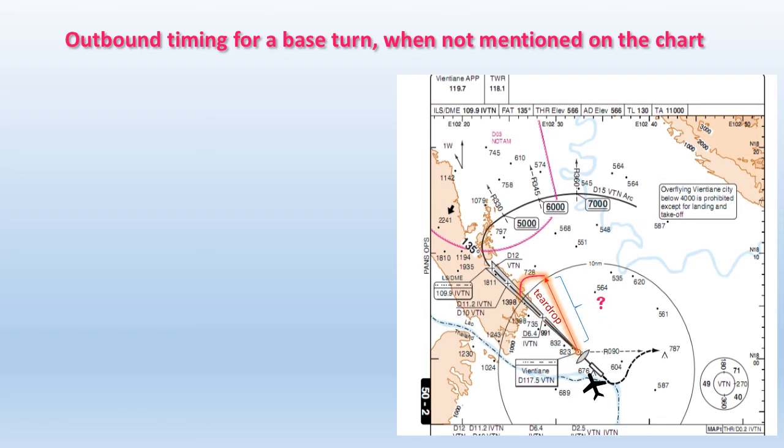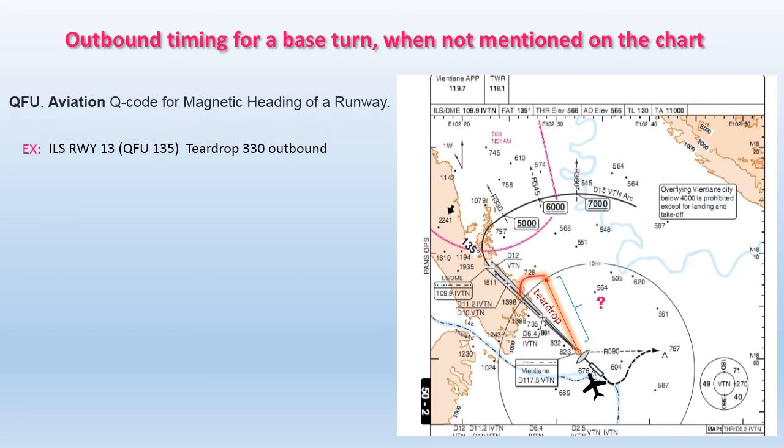When the aircraft would like to make a base turn, about how many minutes will they go on this heading or this track and make a base turn to follow the ILS 3 degrees? Follow the example: ILS runway 13, QFU equals 135, base turn outbound 330. So what is QFU? In aviation, Q code for the magnetic heading of a runway. You can search on the internet or find it in some document in Annex. You will know what a Q code is.